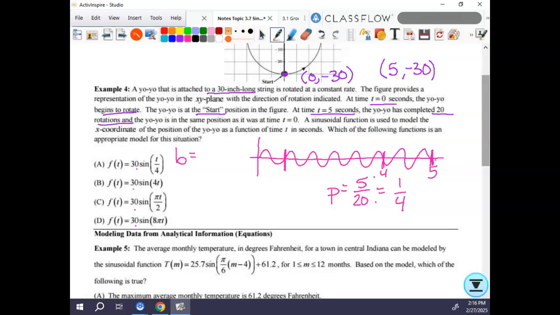When I go to find B, what always goes in the numerator? 2 pi. And then I'm going to divide that by 1/4. And then I'm not going to freak out that I have a fraction and a fraction. I'm going to keep change flip. So that's 2 pi times 4 over 1. So B is equal to 8 pi. Here is B as 8 pi. My answer is D.